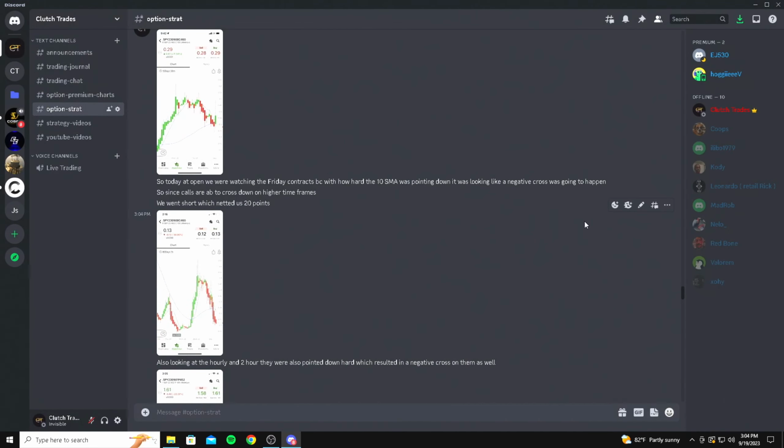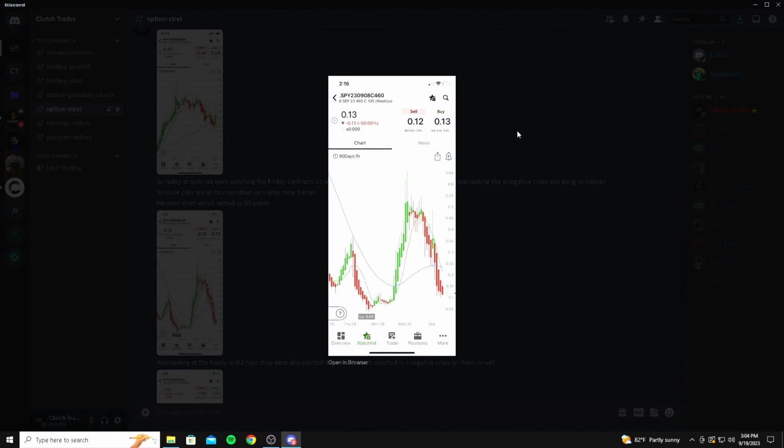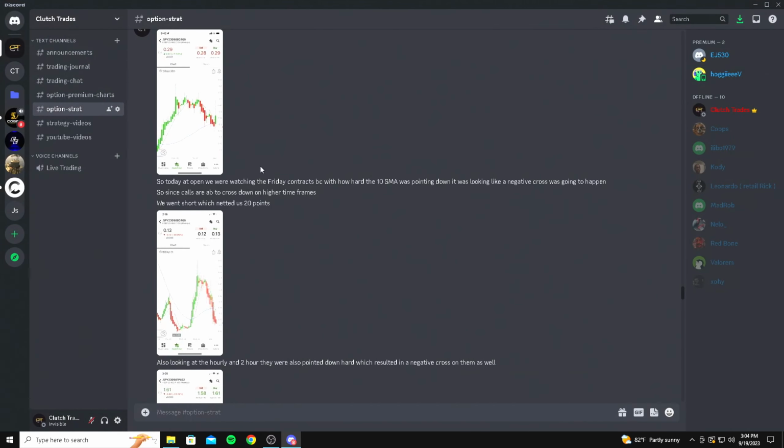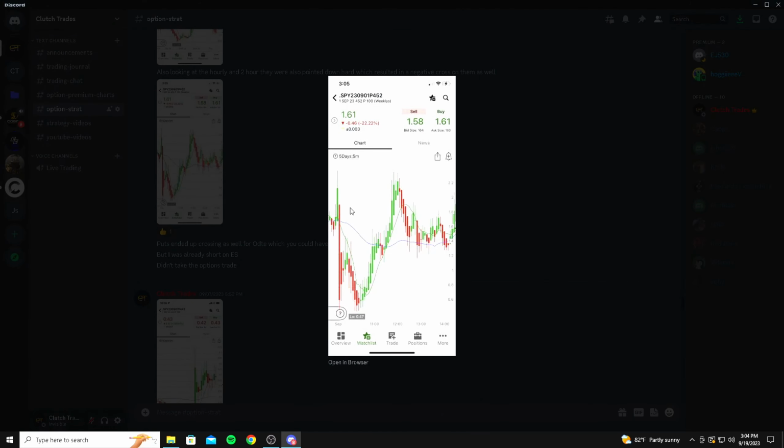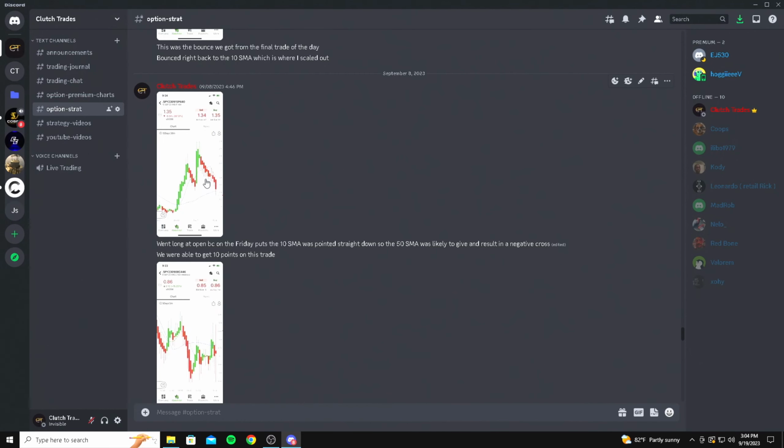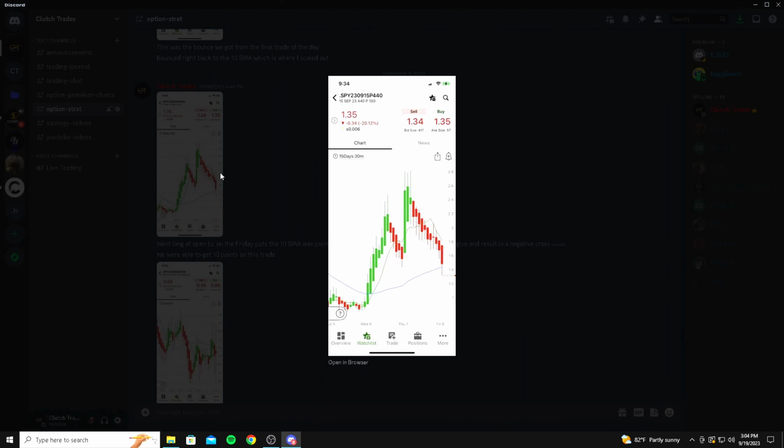So as you can see, there was a big drop that happened on the S&P since those are calls. And right here, an example of 452 puts, 0DTE, cross, 10 crossing above the 50, and a nice move. You would have gone probably like 50% or something like that. More than that, maybe.